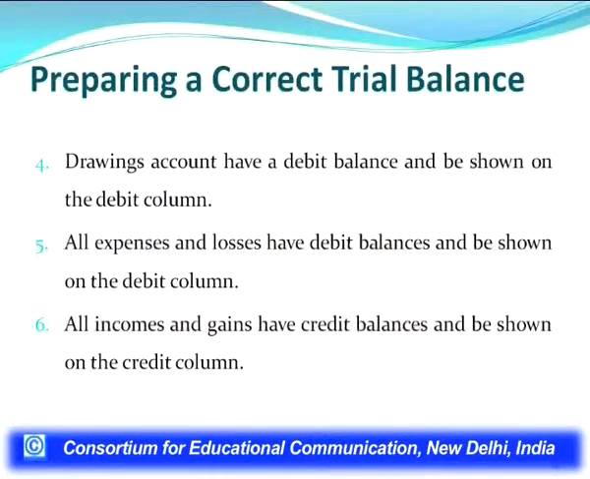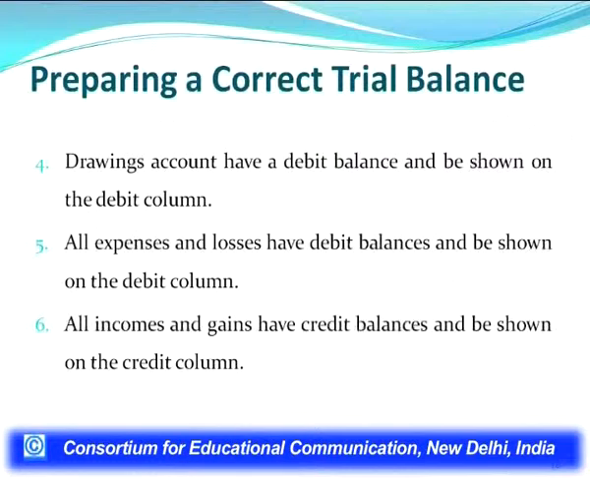Then next is the drawings account. We know that the drawings account is prepared for the cash or the goods withdrawn by the proprietor from the firm for his personal use. So whenever we record the drawings, the drawings account is debited, so it always shows a debit balance. So we could check in the trial balance whether the drawings account is showing a debit balance or not. If it is showing a credit balance, it means there is some error and we could check it.